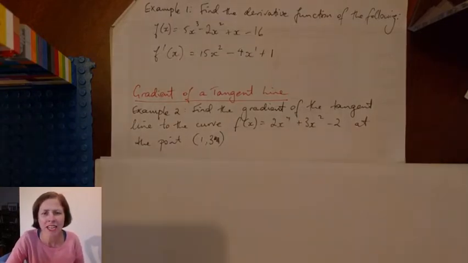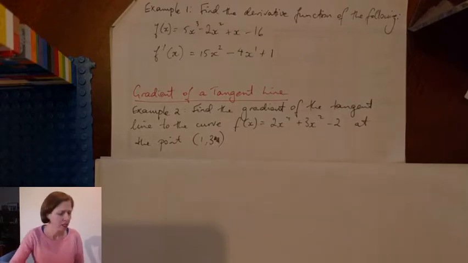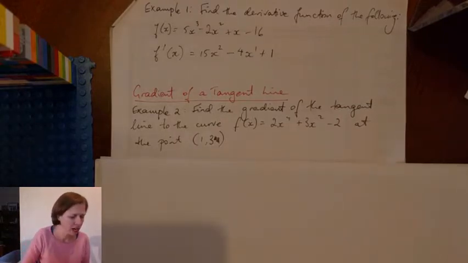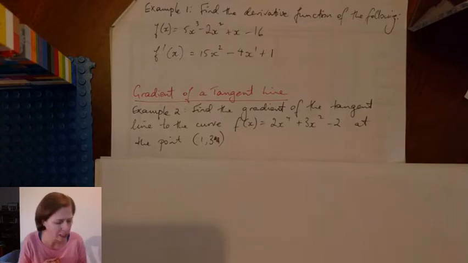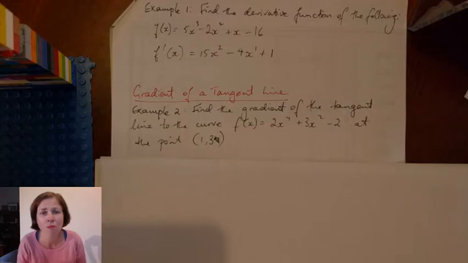So I'm looking at the gradient of a tangent line, which, if you remember, is the gradient of the line that goes through a point on the curve and has the gradient of the curve at that point. In this example, I'm looking at the function f of x equals 2x to the power of 4 plus 3x squared minus 2, at the point 1, 3. The point 1, 3 is on the curve. If I substitute x equals 1, I get 2 times 1 plus 3 times 1 minus 2, which does give me y equals 3 at that point.